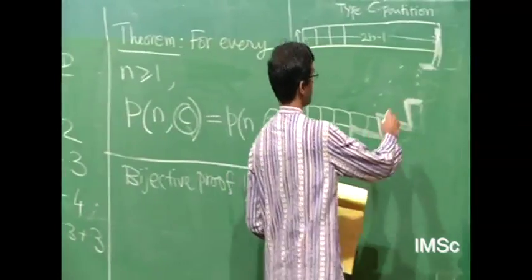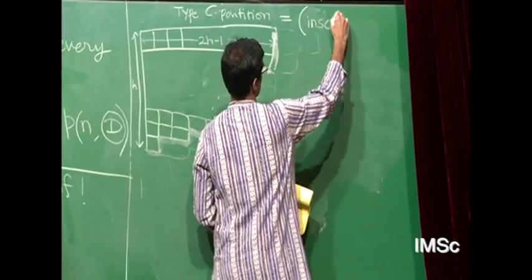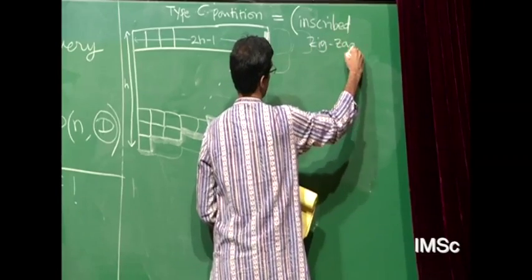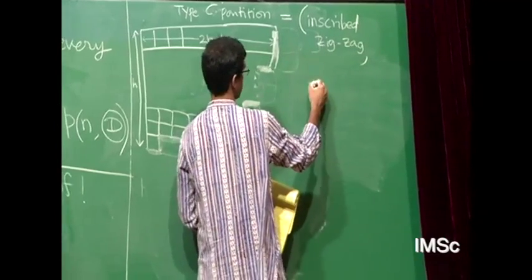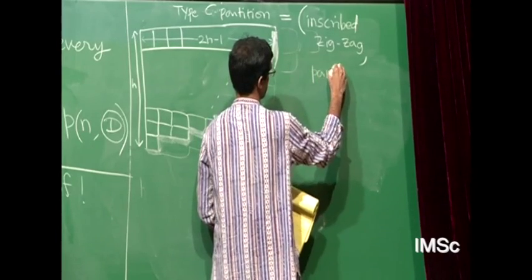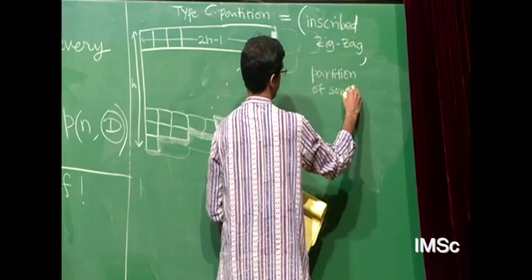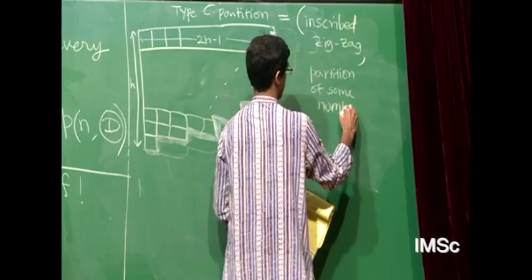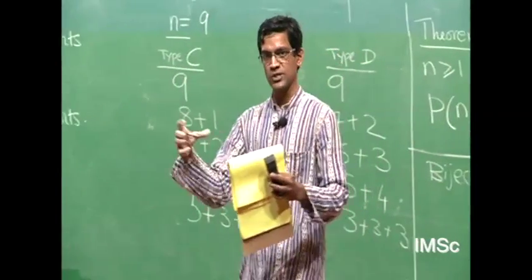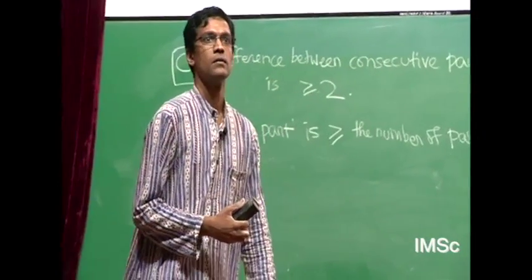So a type C partition is in fact the following. It admits an inscribed zigzag followed by these boxes which in themselves form a partition, a partition of some number. It can be obtained by gluing these two pieces of information together. That's what a type C partition looks like. Questions?